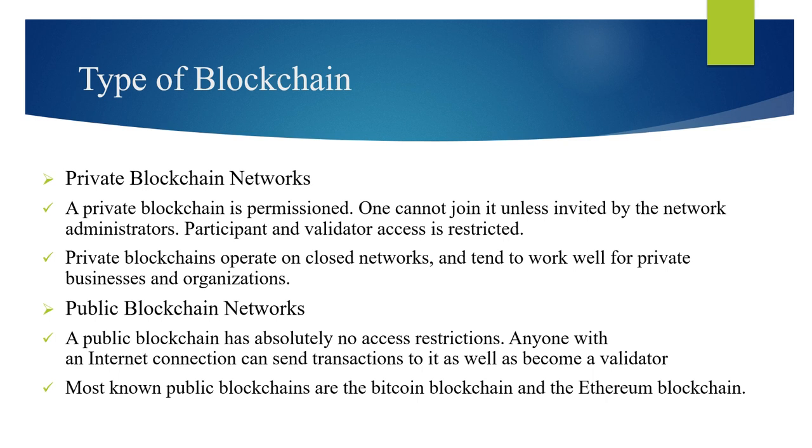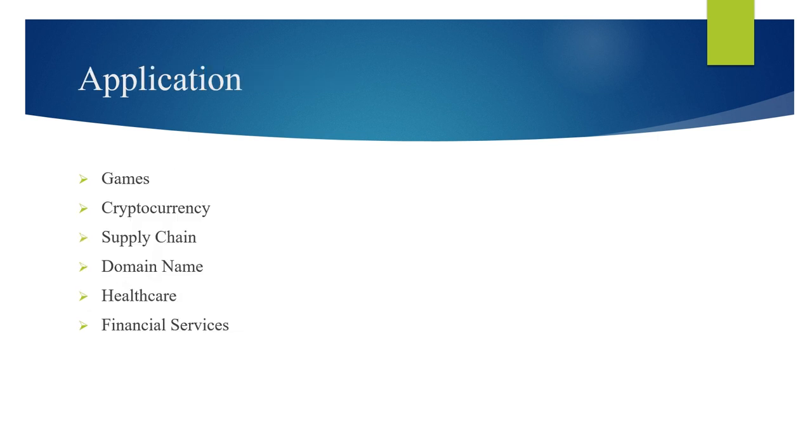Then the second type of blockchain network is the public blockchain network. A public blockchain has no access restriction. Anyone with an internet connection can send a transaction, become a validator, or join the network. The most famous public blockchain network examples are the Bitcoin blockchain and the Ethereum blockchain.